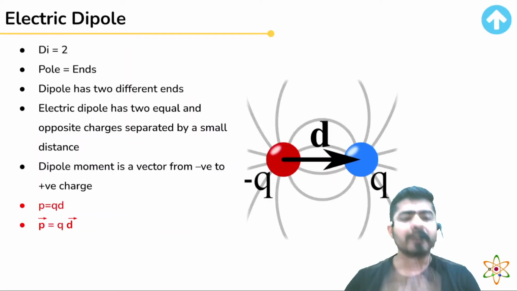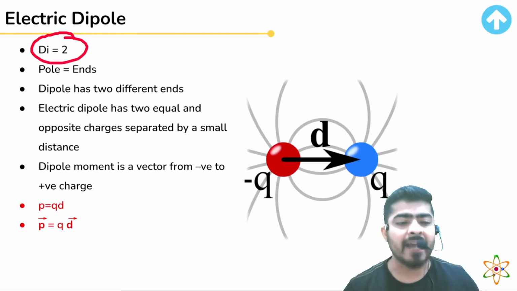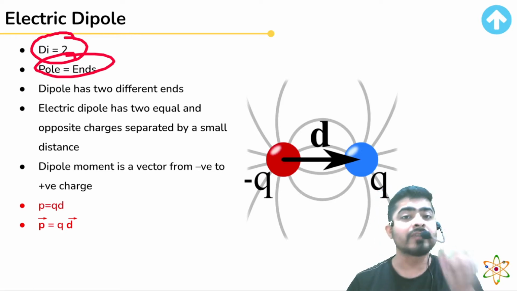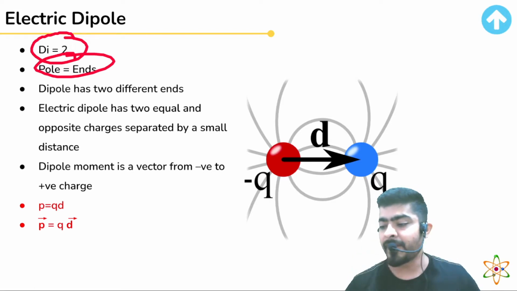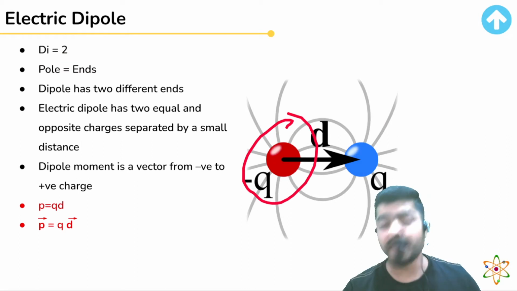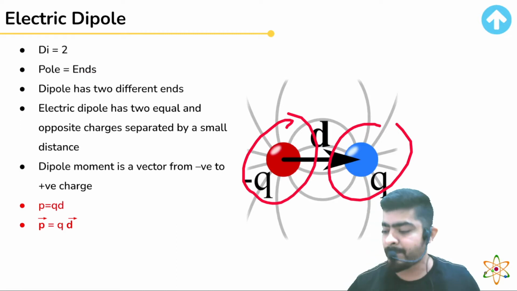The word dipole can be divided into two parts. First we have di, which means two, and pole means ends. So dipole means something with two different ends. In case of an electric dipole, here we have a negative charge and here we have a positive charge. So the two ends are different. That's why this is a dipole.